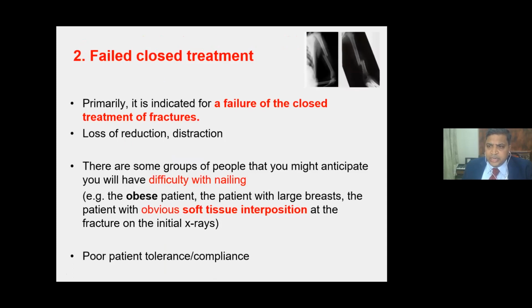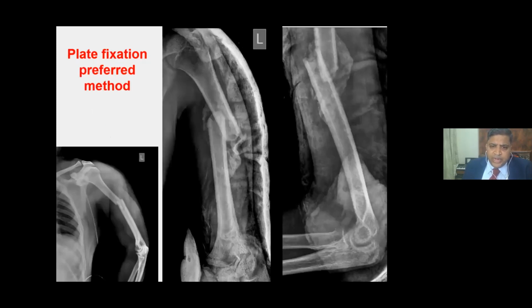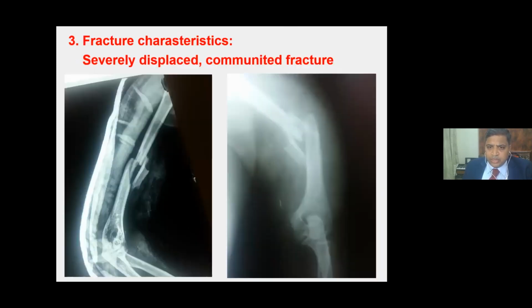Then the second case scenario is the patients who have a failed closed treatment, either because of loss of reduction and distraction. And in a few patients, the obese patients or the patients with obvious soft tissue interposition at the fracture site, or the patients who are certainly a few times not tolerant or compliant, I think nailing would be difficult. And in cases of this failed closed reduction treatment of the shaft humerus patient, where overlapping and all these things are there, I think plating would be a preferred method of fixation.